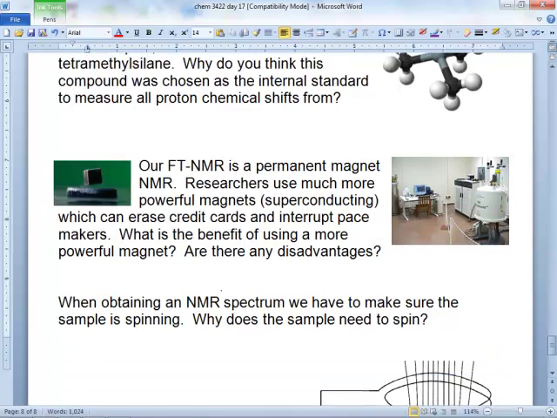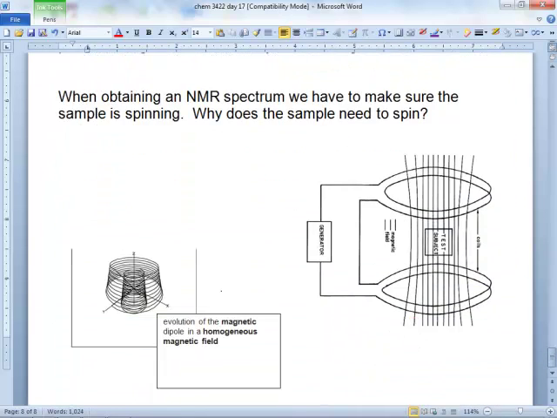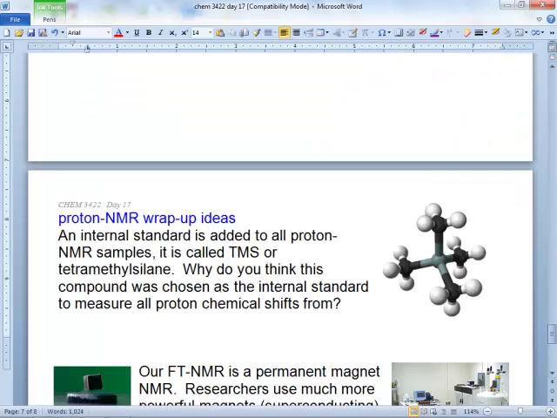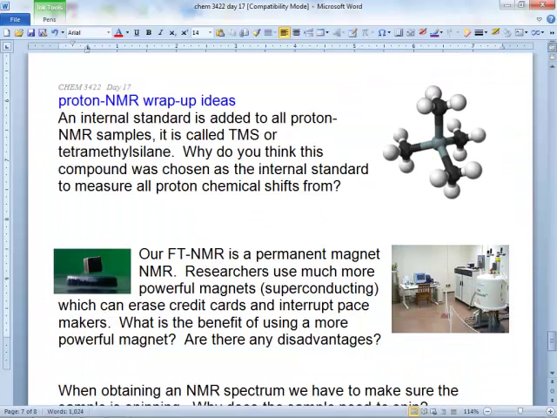When obtaining an NMR spectrum, resolution is an advantage. Okay, so what's the disadvantage? Are there any disadvantages? Expensive as hell. Yeah, that's the one. Well, expensive. Oh, good.